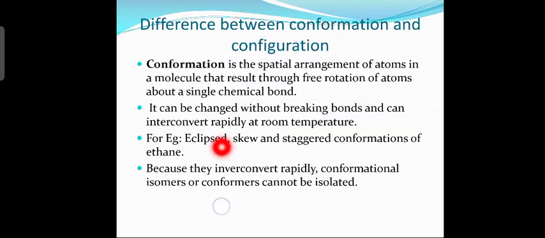For example, the eclipsed, skew and staggered conformations of ethane. You can rotate freely without breaking bonds. Because they interconvert rapidly, conformational isomers or conformers cannot be isolated. Since they interconvert from one form to another, rapid conversion is possible, therefore you cannot separate them. So conformations cannot be isolated.